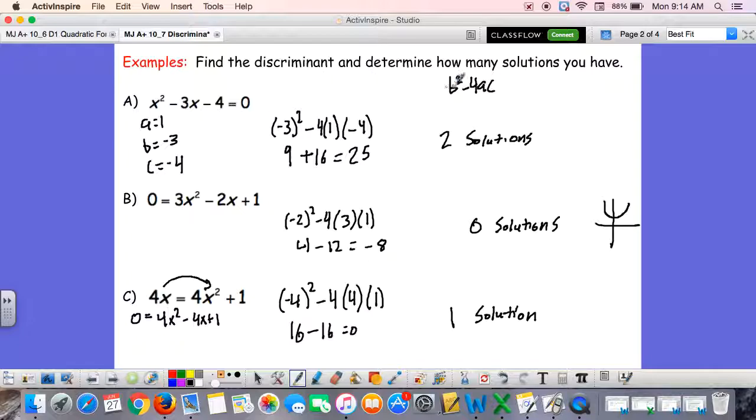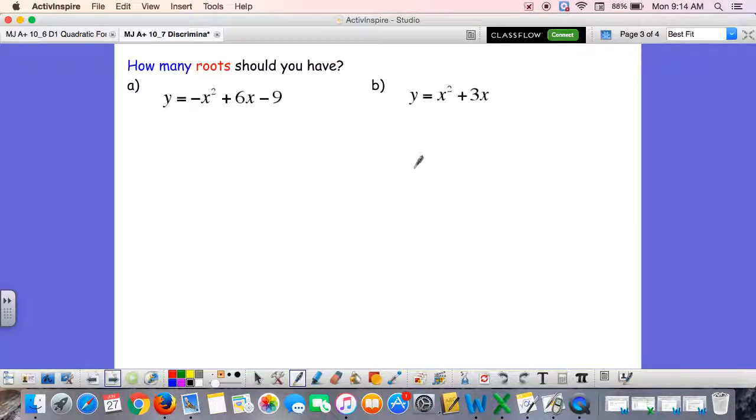So really, this is all that 10.7 is, b squared minus 4ac. If you'd like to go ahead and pause the video and try these two on your own, go right ahead.